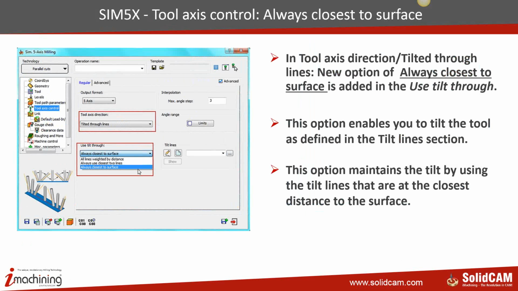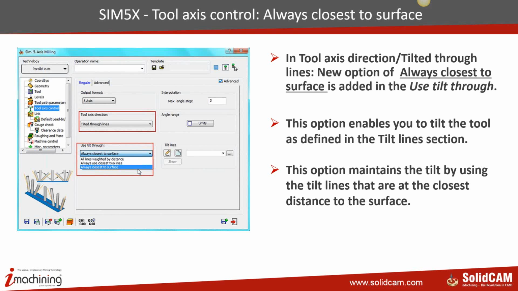Some more options in tool axis control. When you're using the tilted through lines option, we have got a new option now, which is always closest to the surface, in which the software will use the tilt lines that are closest to the surface. You don't need to define the snap distance anymore, and then it comes up with a message saying that it did not find the tool axis, or rather the tilt lines within the snap distance, and then you need to keep playing with the snap distance. Instead of that, we just say always use the lines that are closest to the surface, and only those lines will be used to define the tilt axis of the tool.